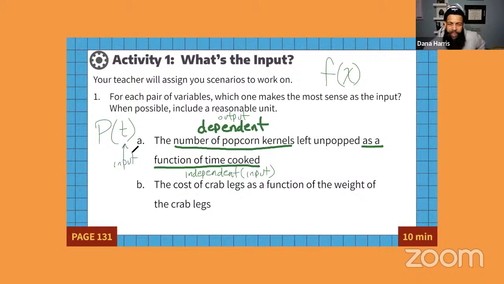All right, does it make sense? The number of kernels left unpopped: if you pop popcorn in a bag, the longer you pop the popcorn, the less kernels of popcorn that go unpopped. Now, I have never seen a bag of popcorn that has any kernels unpopped. But to stay on topic, the input is the time, okay? So the more time you cook the bag of popcorn, the less kernels that are unpopped, all right? I hope that makes sense, even with the mistake.